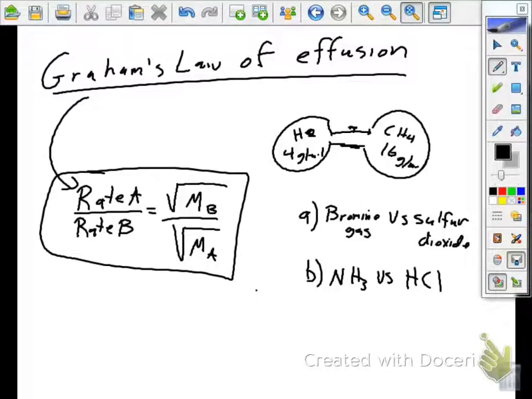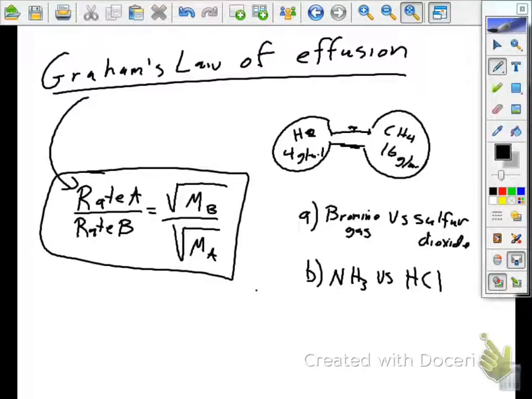In a lot of ways, that's common sense. You can see the lighter ones move faster, and since they're moving faster, it's like a race. The faster one's going to win, so the rate's going to be faster. Okay? So what we're going to do is compare their rates, so we know how much faster it moves.